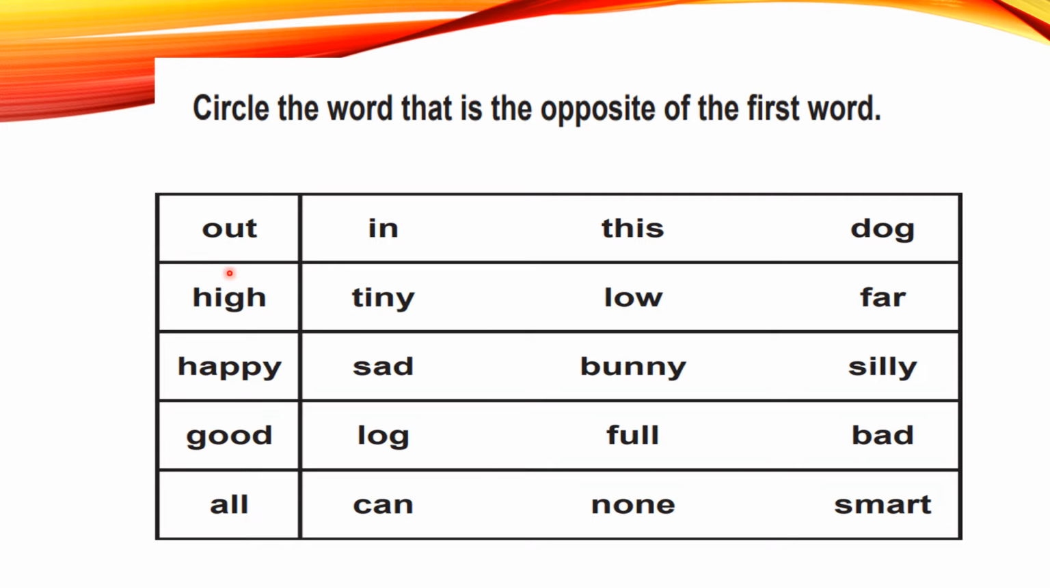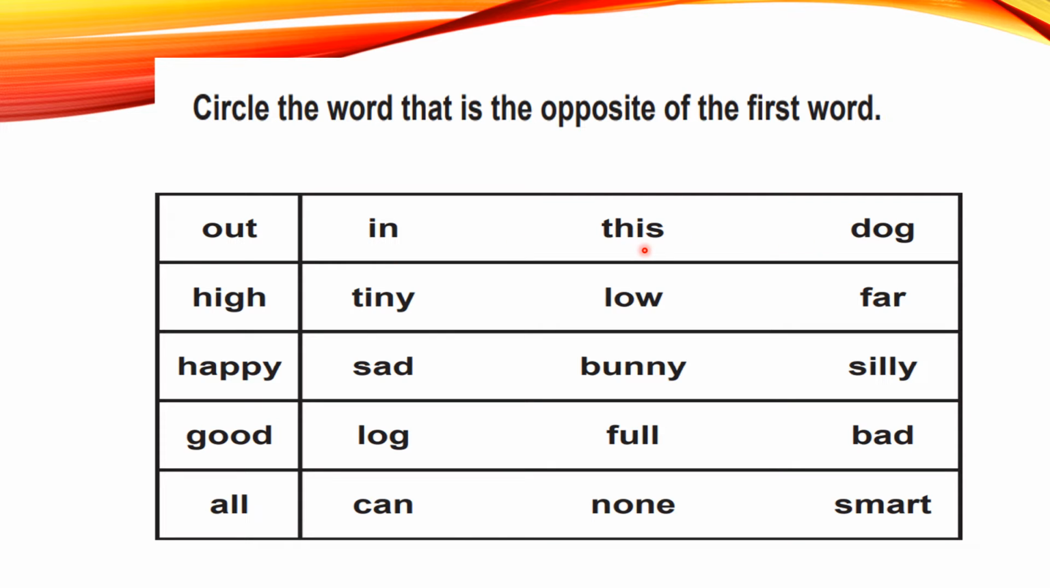So let's start. The first word is out. As I said in our previous video, the opposite of out is, if you are outside your house, inside, that is in. Right? So we know the answer. We will see the other words.